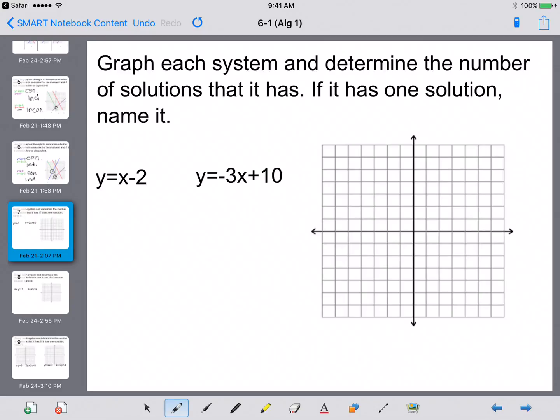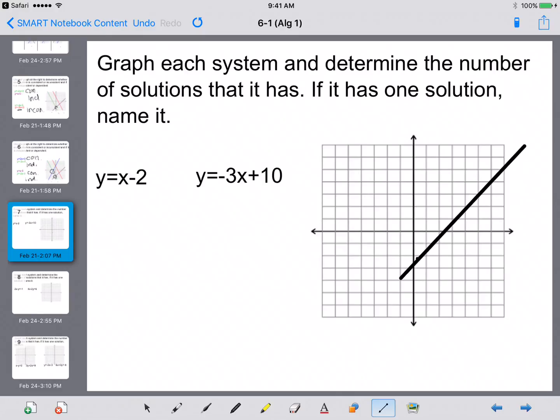Here we have to graph it on our own, but we're still doing the same thing of figuring out what the systems are. And then we're going to add on figuring out what the solution is. So we just need to name that coordinate pair where they cross. So y equals x minus 2. So our y-intercept is -2. And we're going up by 1x each time. So we're going to cross at -2 and go up by 1 each time.